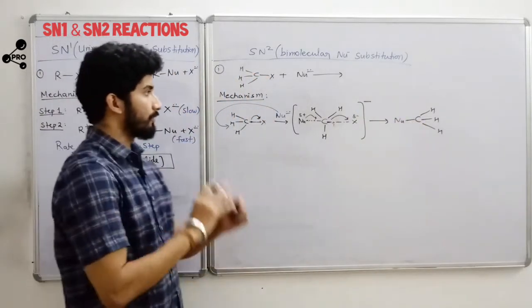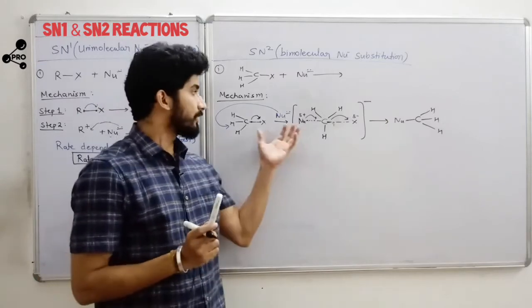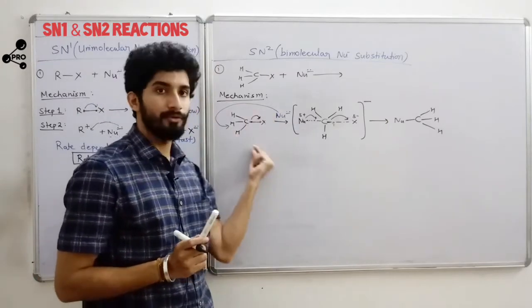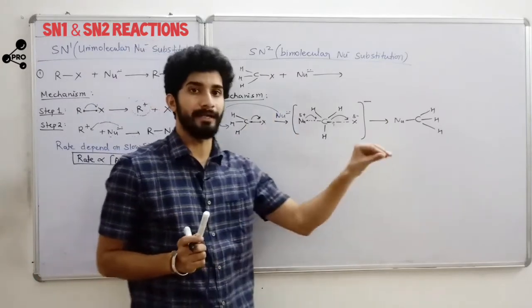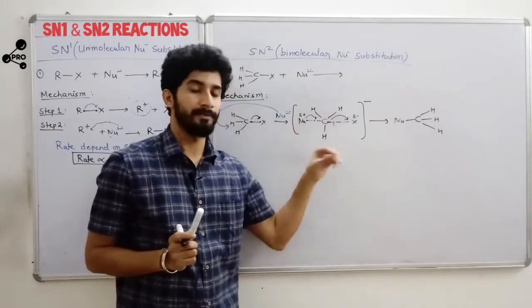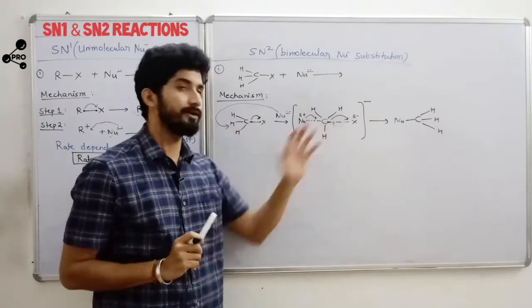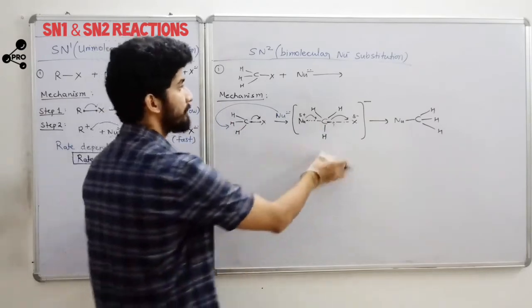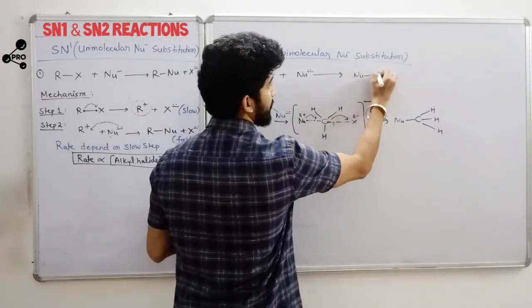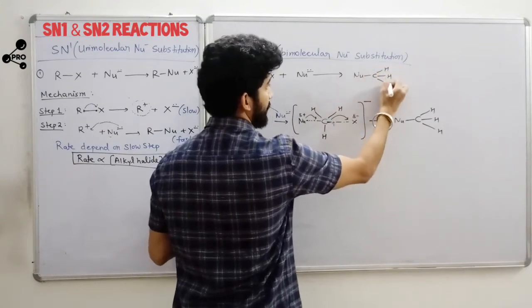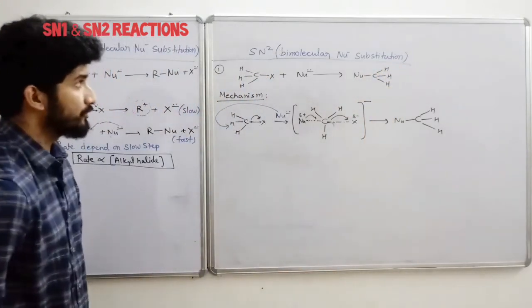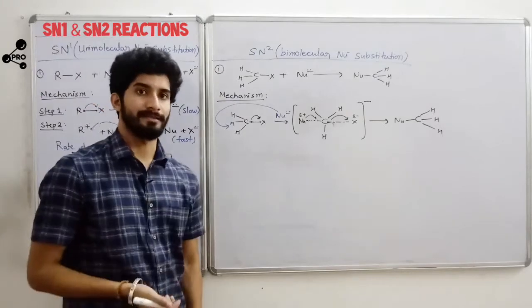So what is the advantage of the nucleophile attacking in the same step? We will not get the methyl carbocation or 1 degree carbocation while doing this. So I'm just writing the product. This is the product of SN2 reactions or the SN2 mechanism.